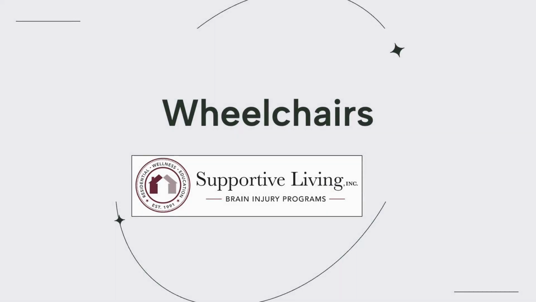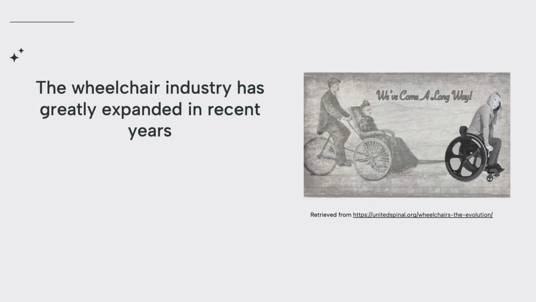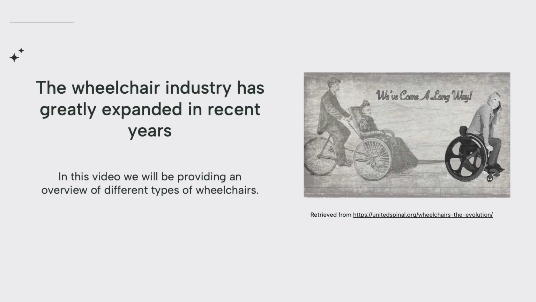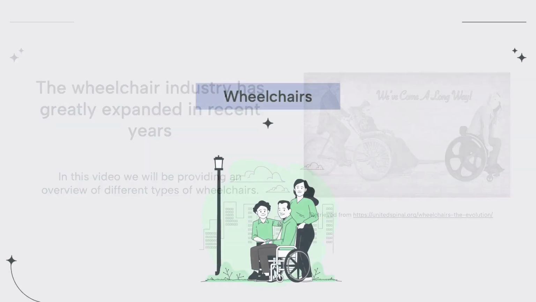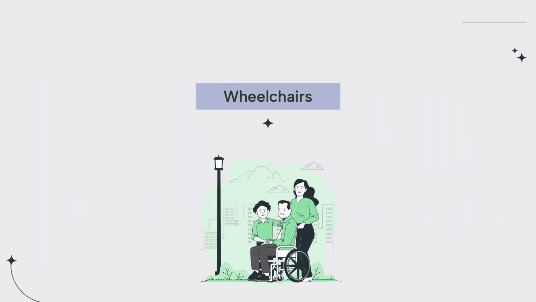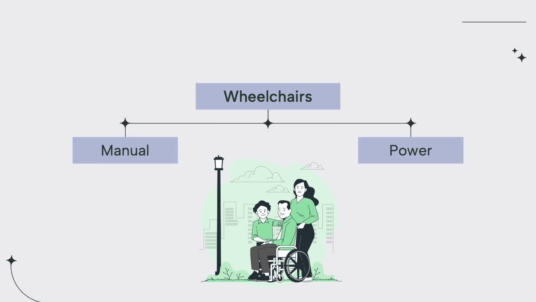In this module, we will be talking about wheelchairs. The wheelchair industry has greatly expanded in recent years, with various designs and functionalities to fit the needs of the users. In this video, we will be providing an overview of different types of wheelchairs. Wheelchairs are divided into categories and subcategories based on their types, features, and materials. There are two main different categories: manual wheelchairs and power wheelchairs.